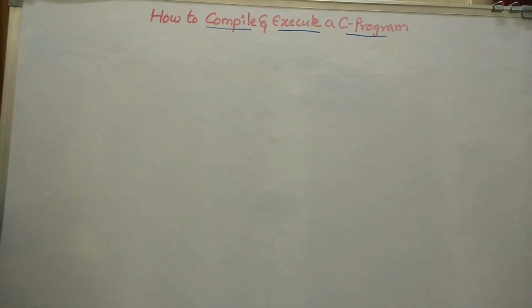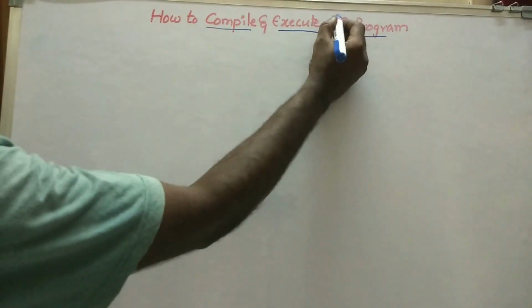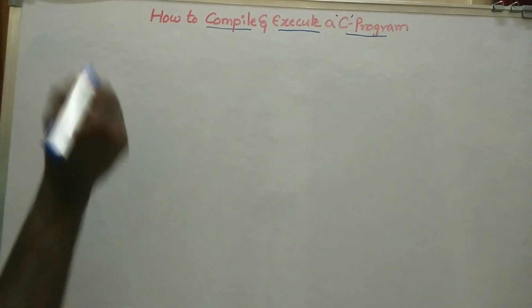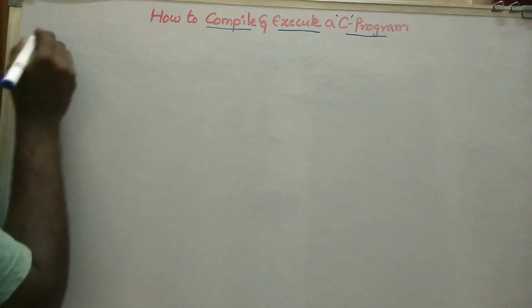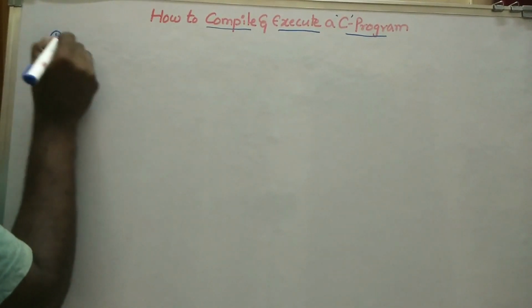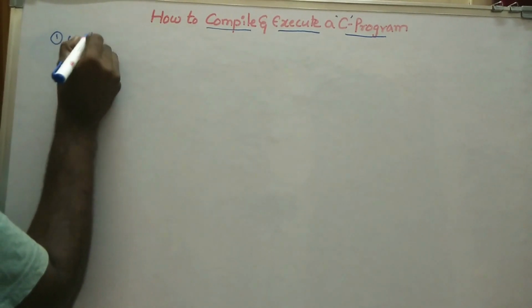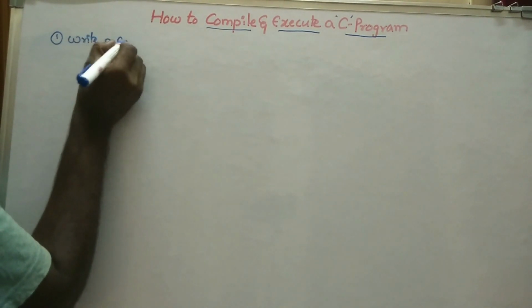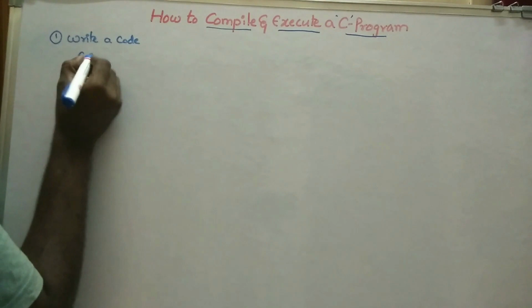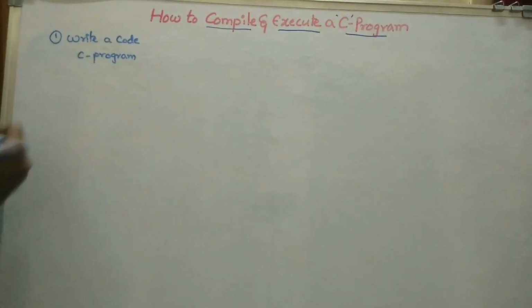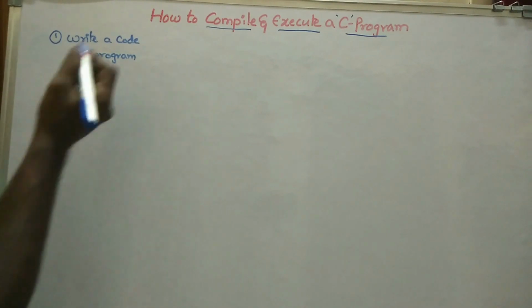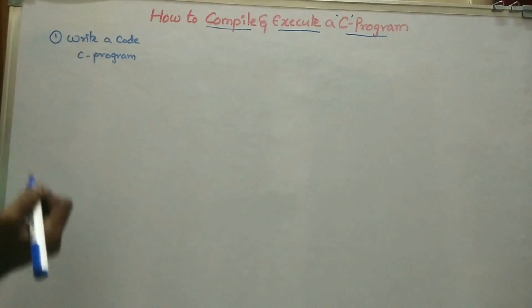Here we have to discuss how to compile and how to execute a C program. I will explain it step by step, and the diagrammatic representation will be explained here. Suppose first you have to write a code, that means simply a C program. Any program you have to write. Otherwise, we can take another existing file, edit it, compile it, and then execute.